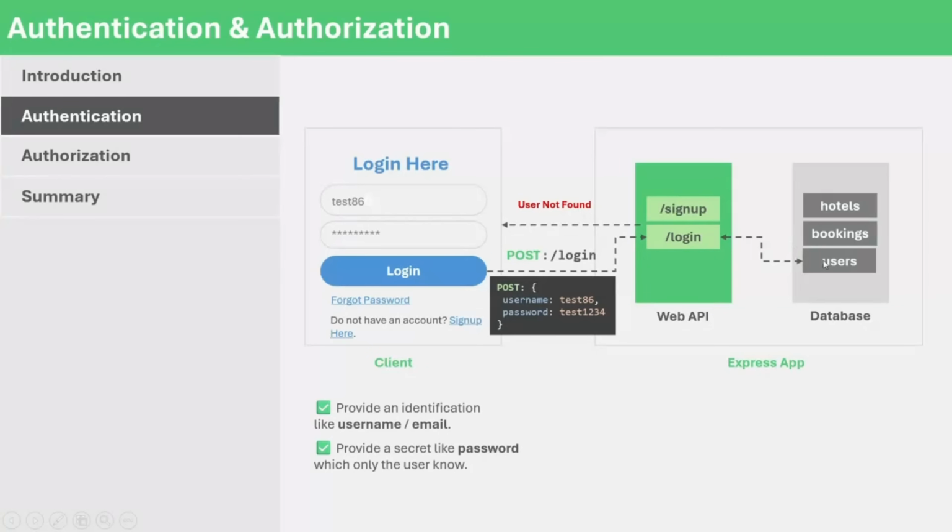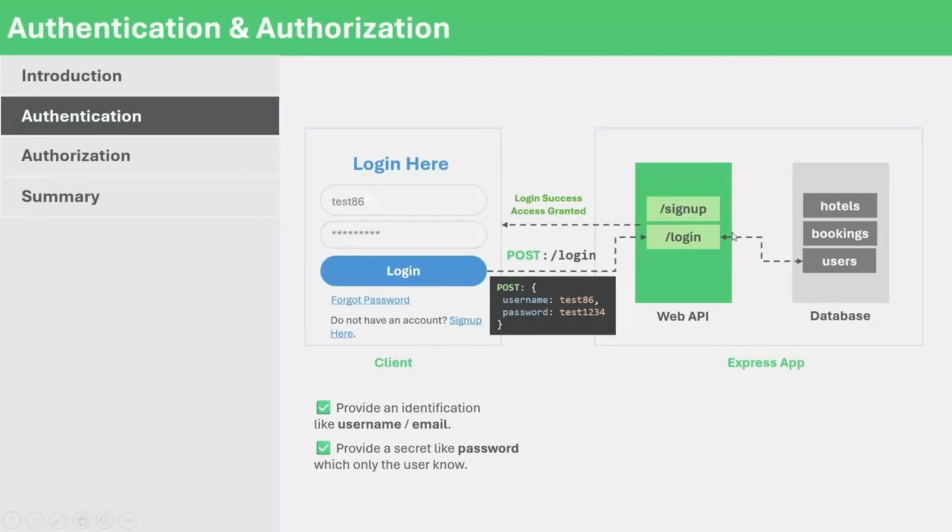Now, if the user is found with the given username, then for that user, his password will be checked. So for that user, if the password does not match, in that case, the login route is going to send a response where it will say password do not match. Only if the user with the given username is present in the users collection, and for that user, the provided password matches, in that case, this login route is going to send a success response.